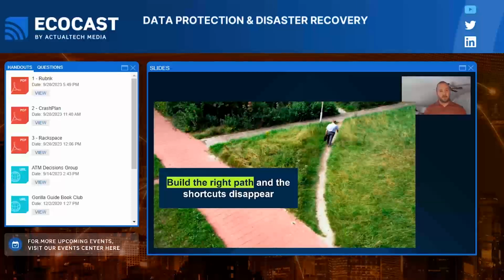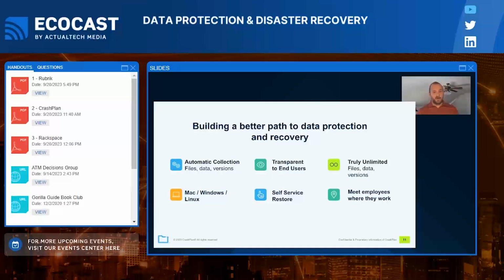Or every 15 minutes, as long as you're internet connected, your files are being synced back up. So if and when you need that file, you have access to it. You have peace of mind. I alluded to these already. The automatic collection: your admin sets up what paths they want to collect. If it's your desktop, your downloads, whatever, it is automatically there. This is done transparently to the end user.